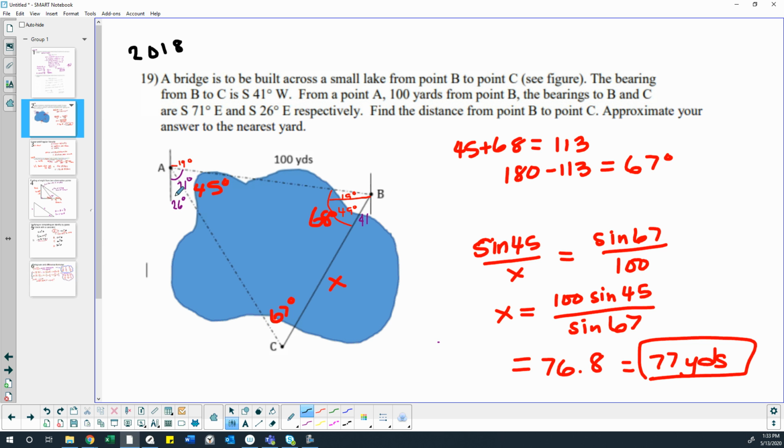and south 26 degrees east, making the difference between 71 and 26 this angle of 45 degrees. Find the distance from point B to point C. Approximate your answer to the nearest yard. Well, we just found that this angle was 45 degrees by simply taking these two bearings and subtracting them. But we need to also know this angle.